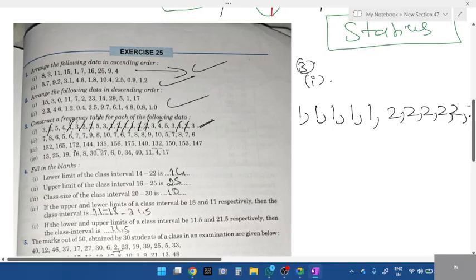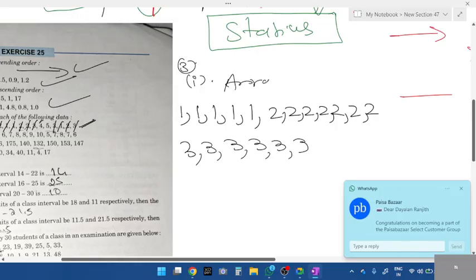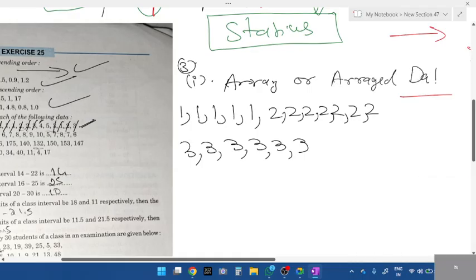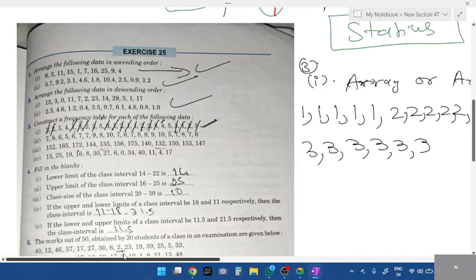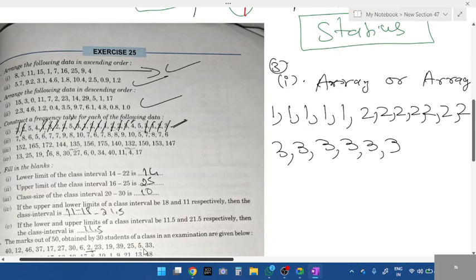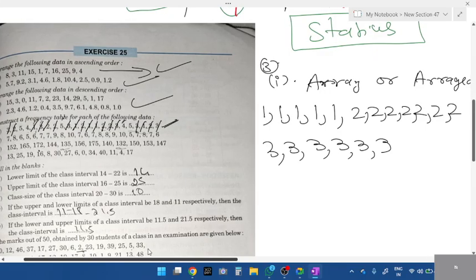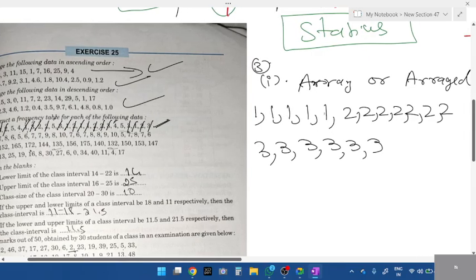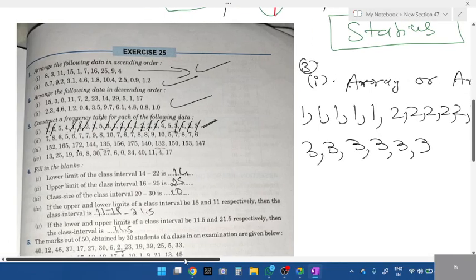Next. Tell me 3. Okay. 1, 2, 3, 4, 5, 6. All these are arranged. We call arranged data as arrayed data. Array or arrayed data. So array is a computer term, students. Is anyone taken computer in this batch? From next year. Okay, it is actually this term. The meaning of array is arranged. Okay, we are arranging in ascending order.